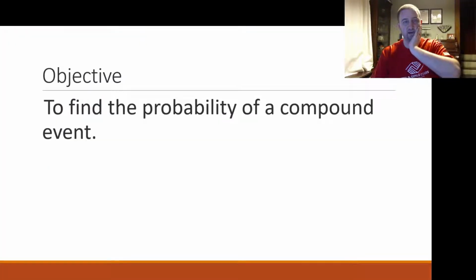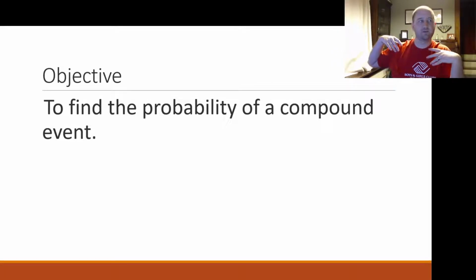So let's go ahead and get started. The objective for today is to find the probability of a compound event. We talked about simple events already. That's when you have one thing happening. Let's say you roll a dice. That's a simple event. You roll it once. Only one thing is happening. A compound event is when more than one thing is happening. So maybe you roll a dice twice.